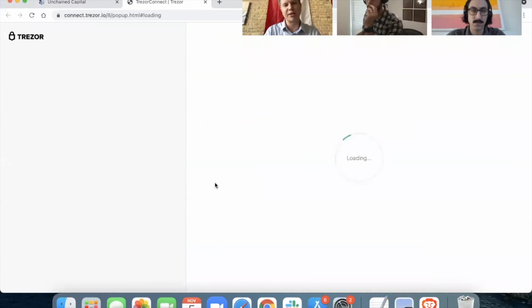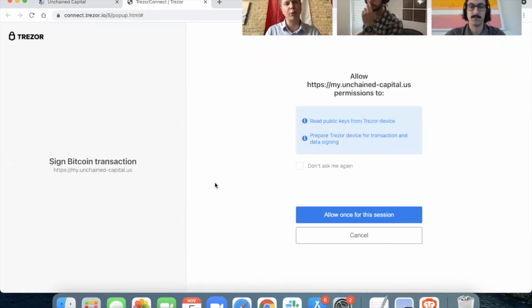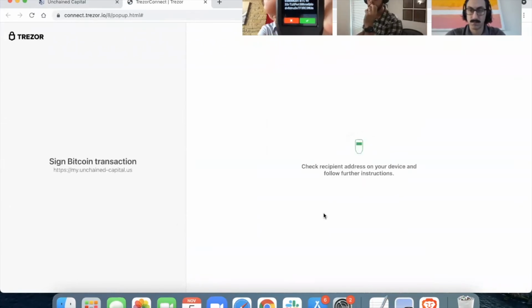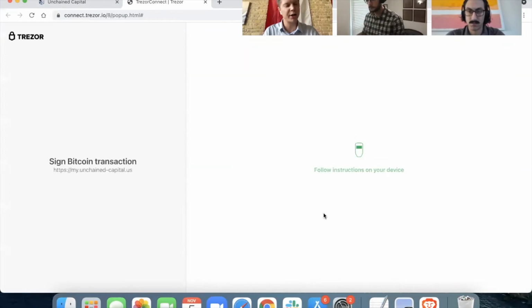Now, this is a process that many of you are familiar with, even just through virtue of being onboarded and setting up your keys. You get taken to a new tab where you're able to allow once for this session, and your device is then going to be displaying to you on the screen of the device, is it okay to send this Bitcoin to this address? What I'm going to do is press the green check mark and hold my finger on the device to confirm.